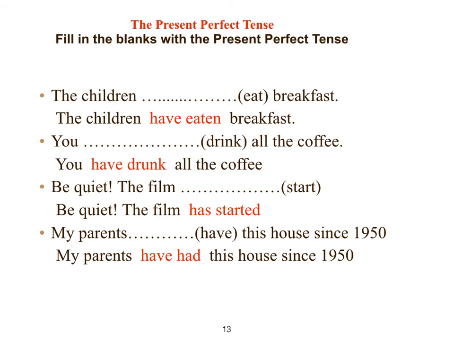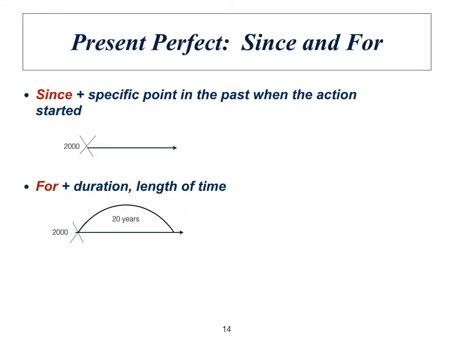A few slides ago, I showed you the word for. In the example, they have been married for 20 years. So now we are going to focus on these 2 keywords, since and for, which are commonly used with the present perfect tense. When we use since, we want to talk about a specific point in the past when the action started. And when we use for, we want to talk about the duration, the length of time of an action.